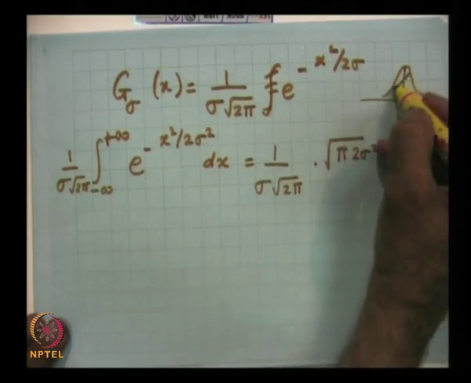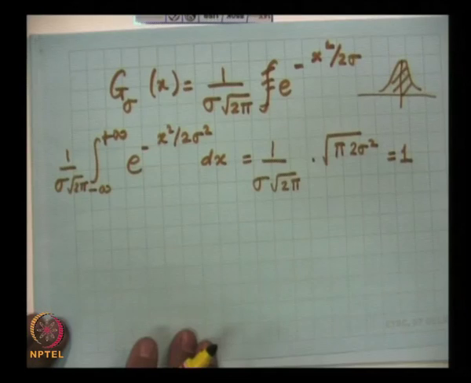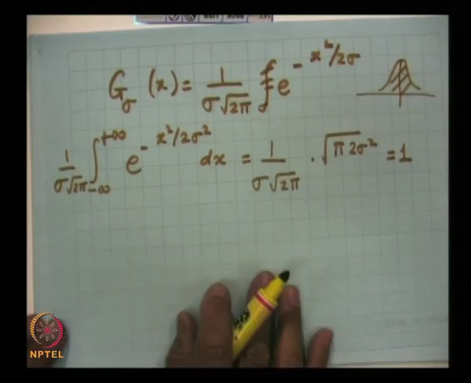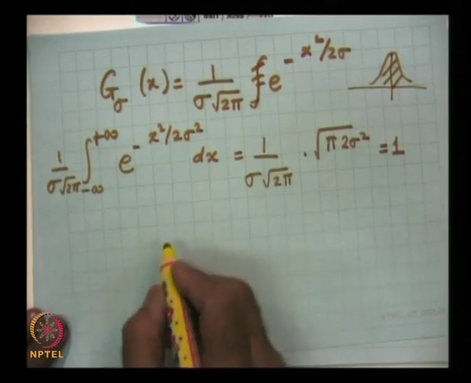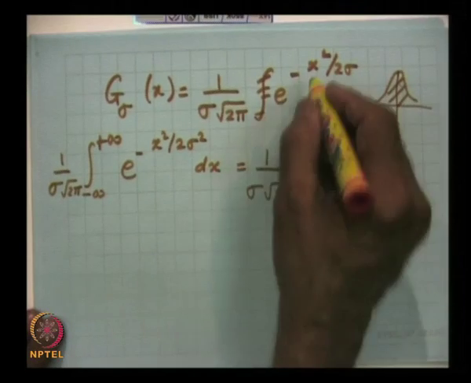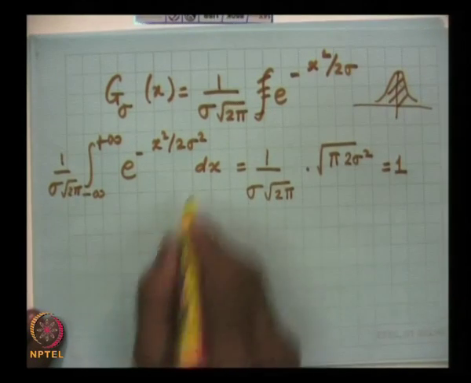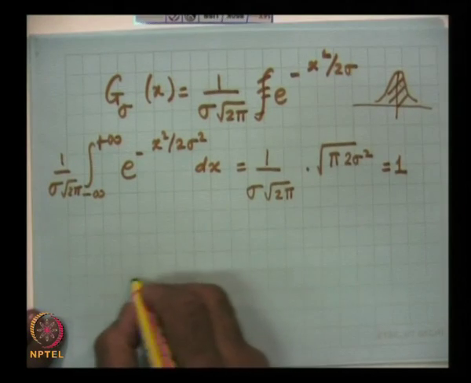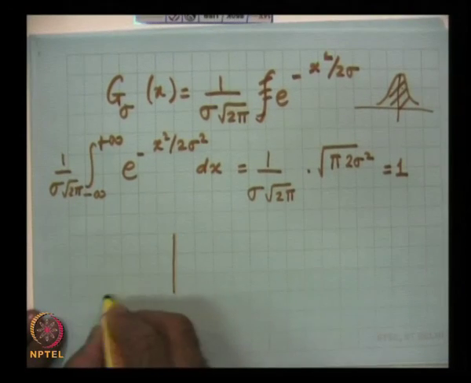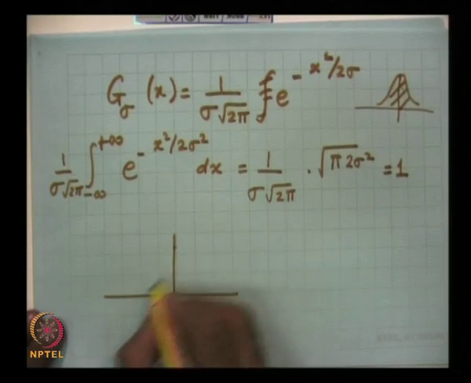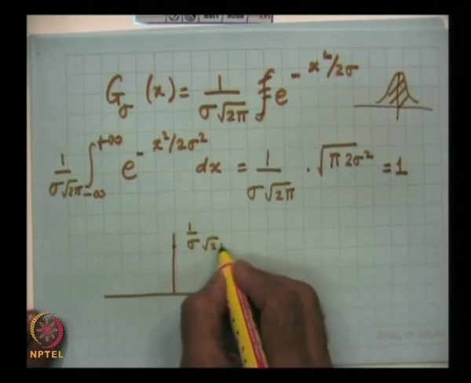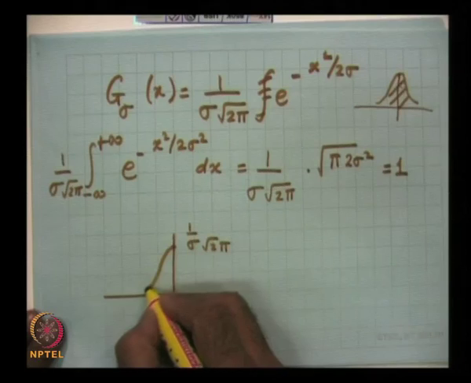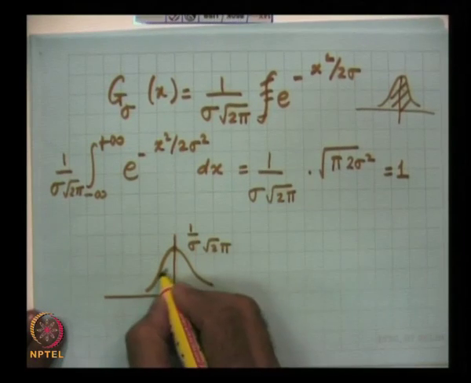So, the area under the curve is always 1, irrespective of the value of sigma. Let me plot this. At x is equal to 0, the value of the Gaussian function is 1 over sigma, or actually 1 over sigma under root of 2 pi, and the width of the function is about sigma.